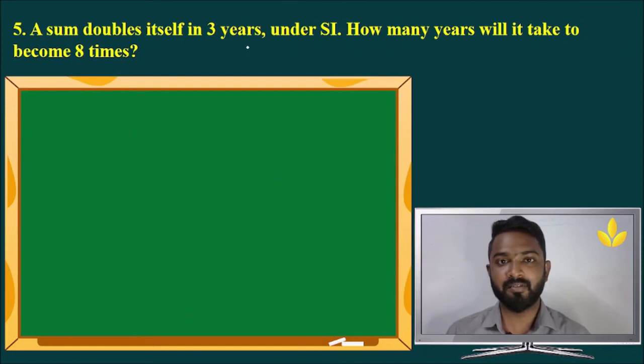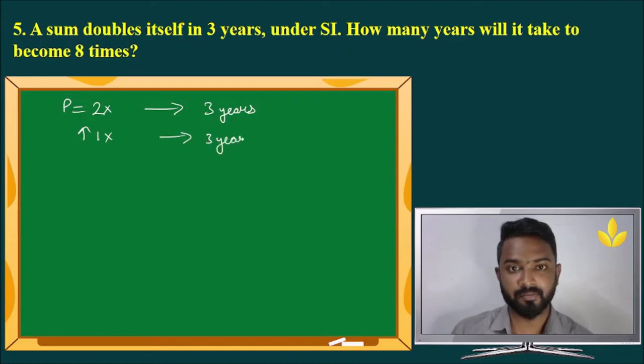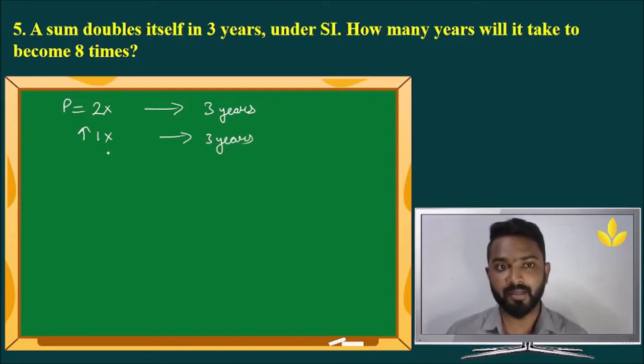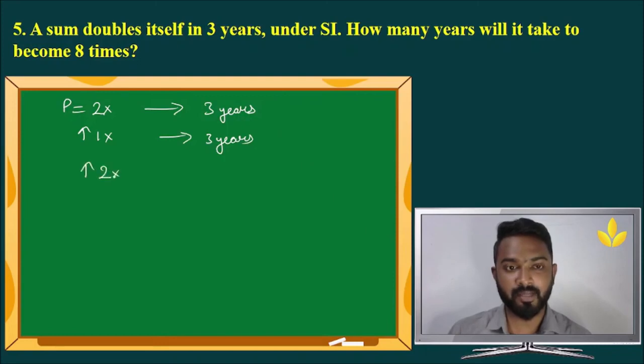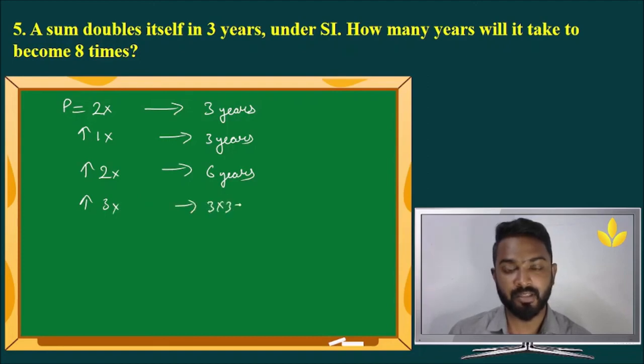A sum doubles itself in 3 years under SI. How many years will it take to become 8 times? Let's do this. Here, the principal becomes 2 times in 3 years. That means it increases by 1 time in 3 years. So every 3 years it increases by 1 time. That means it will increase by 2 times in 6 years. It will increase by 3 times in 3 into 3, that is 9 years.